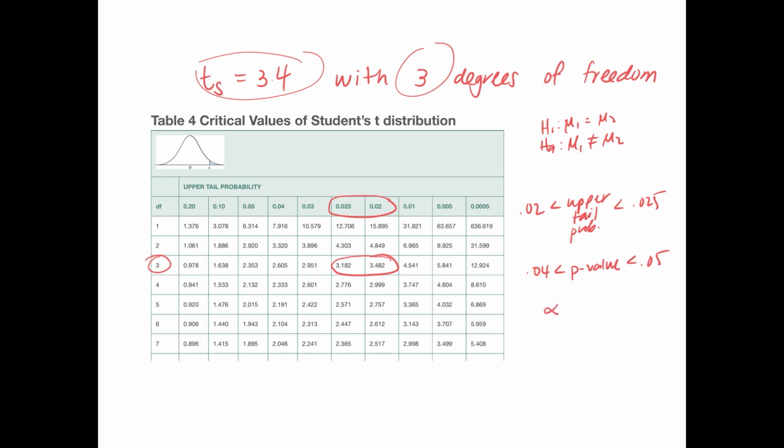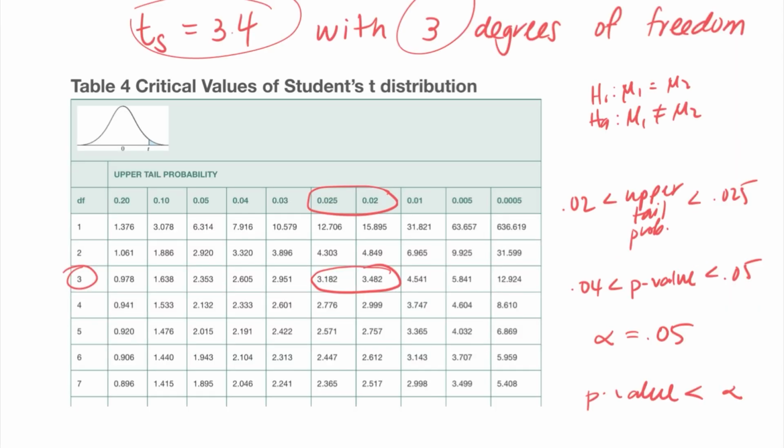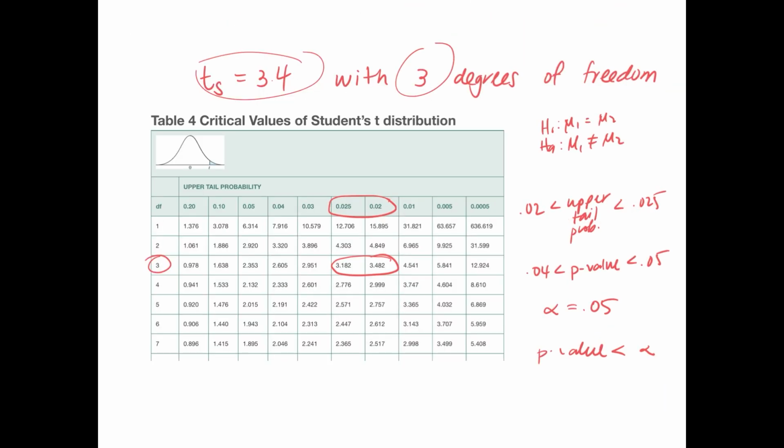If we are using the typical level of significance, alpha equals 0.05, then our p-value is less than alpha, which means we should reject the null hypothesis. There is evidence that the two population means are different. So we can say there is evidence that the average cAMP level is different among frog oocytes treated with progesterone compared to those that are not treated with it.